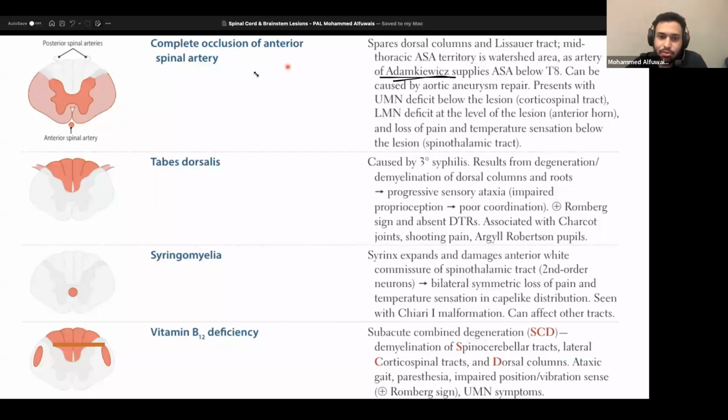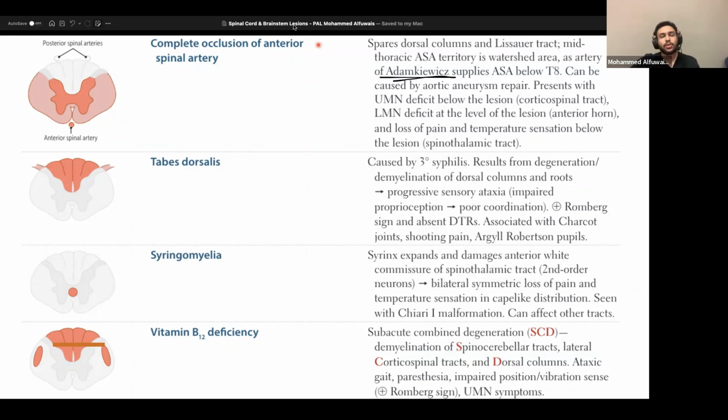Again, think of a patient with a past history of gastrectomy or ileal resection, and then suddenly later on down the line, because it takes a bit of time, you'll have a patient who has ataxia, a patient who has a spastic type of paralysis, and a patient with impaired proprioception and impaired, for example, vibration sensation. Okay.